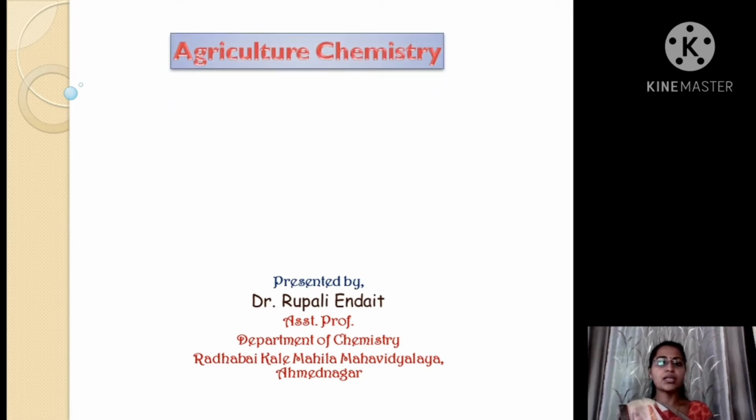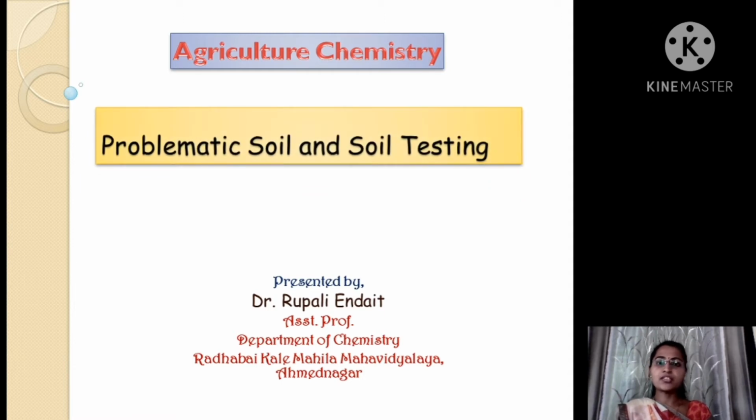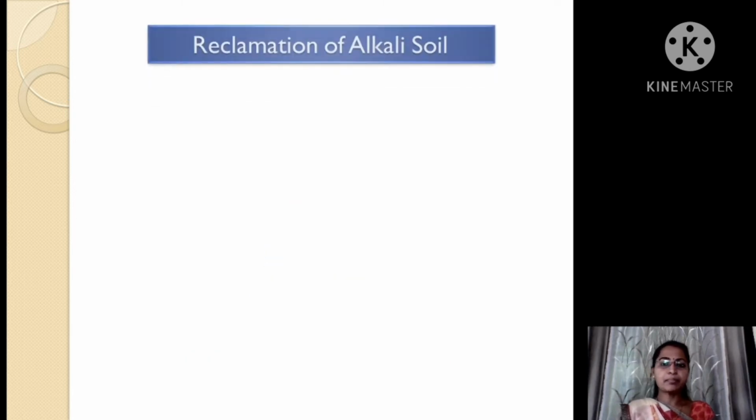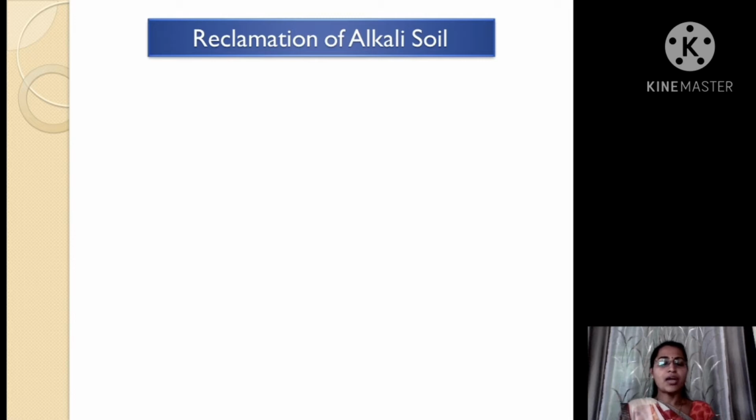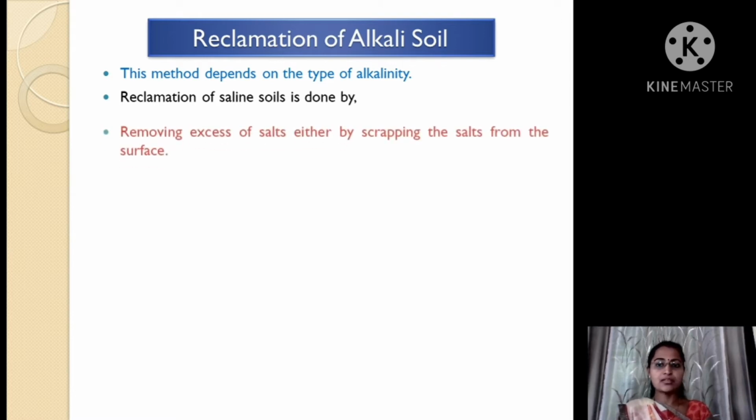We have to see agricultural chemistry, problematic soil and soil testing, that is chapter number 2. Today we are going to see part 2. In that second part, we have to focus on reclamation of alkali soil. The reclamation process depends on the type of alkalinity. And the reclamation of saline soil is done by the following methods.